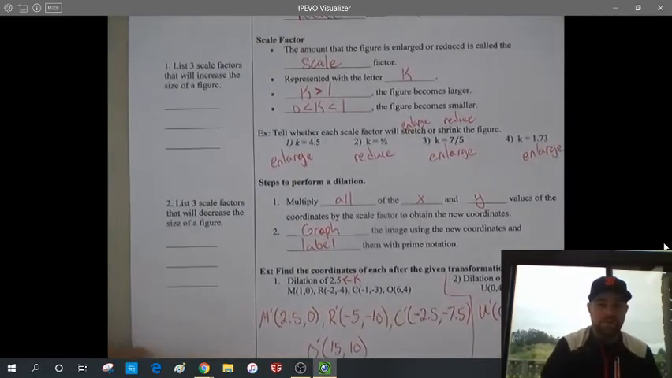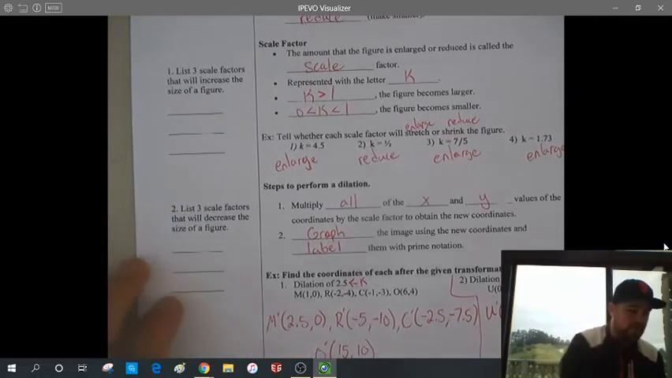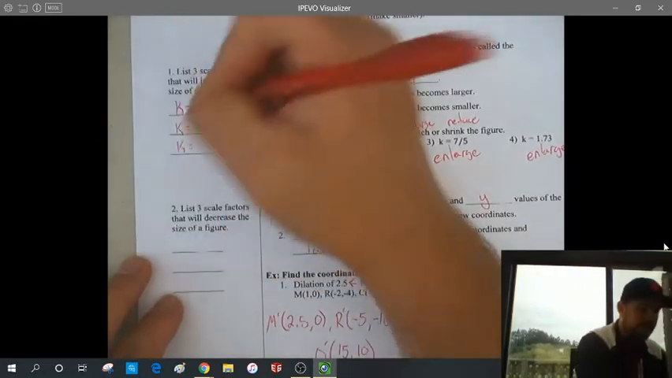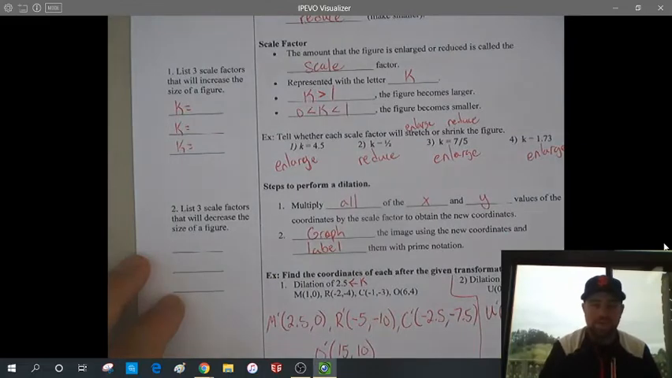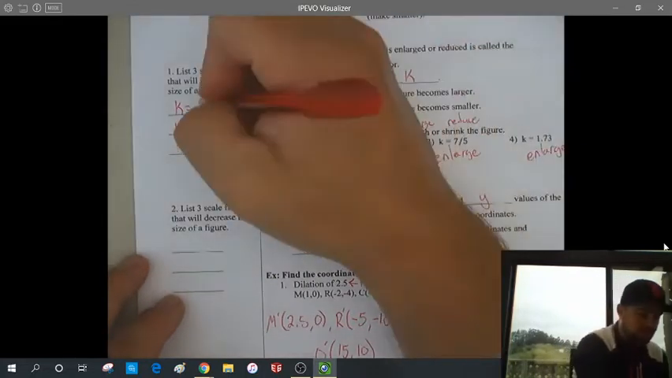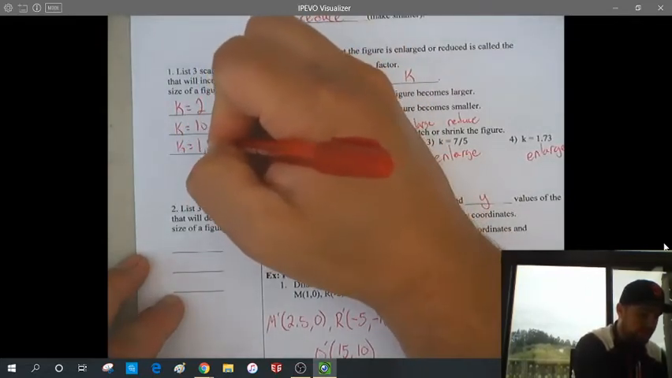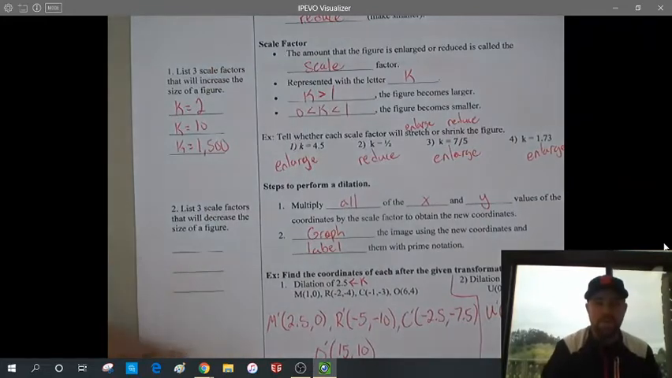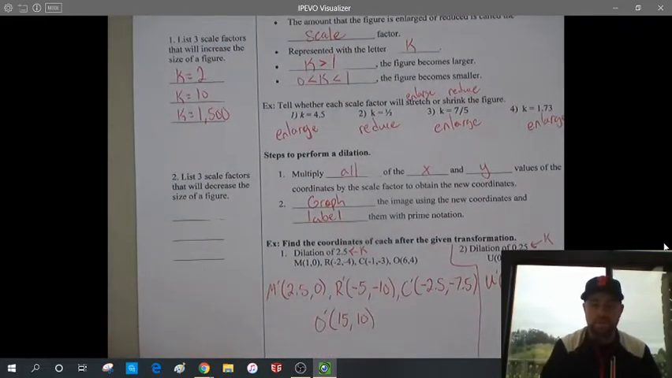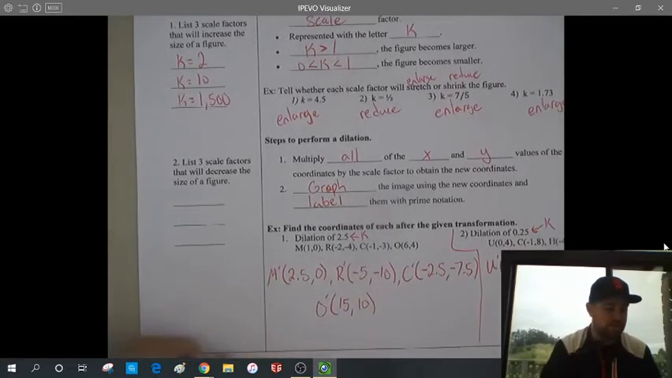In the column questions here, number 1: list 3 scale factors that will increase the size of a figure. So, 3 scale factors, or k values, that would increase the size of the figure. You can pretty much put anything here as long as it's a number that is greater than 1. So 2 would do that, 10 would do that, 1,500 would do that. So any number you could put there that's greater than 1. You could also have decimals, fractions, any of those types of scale factors as well.